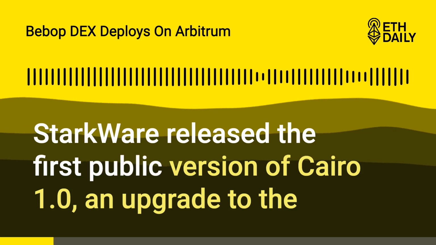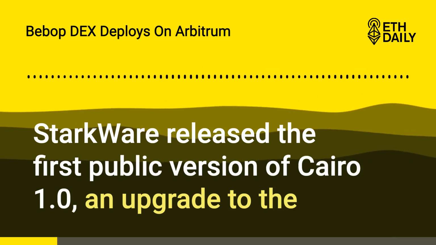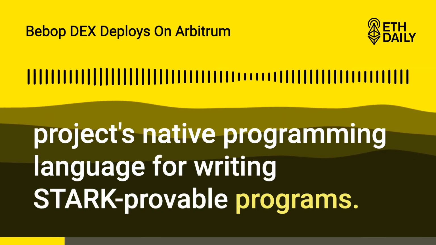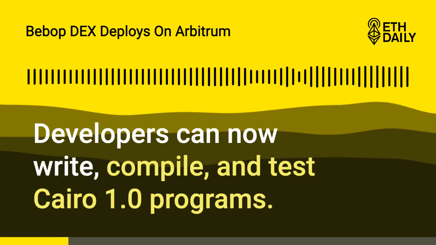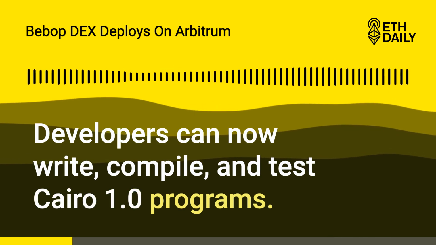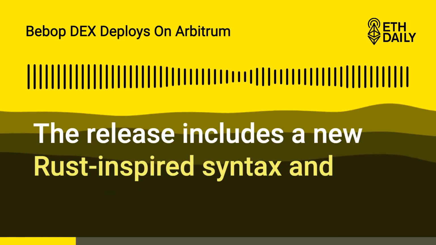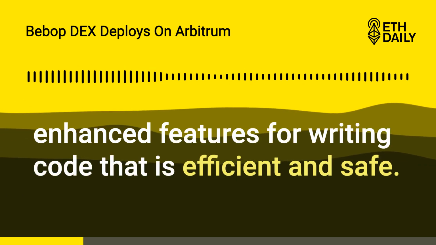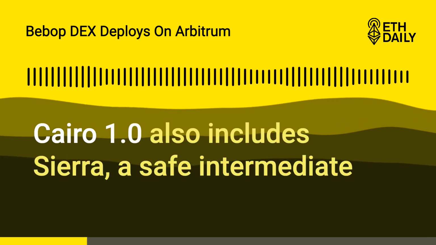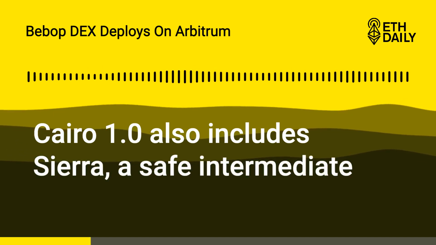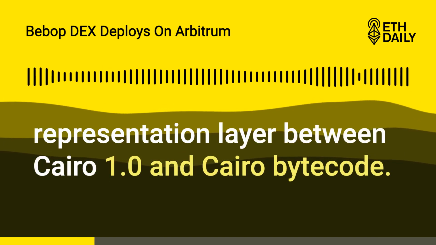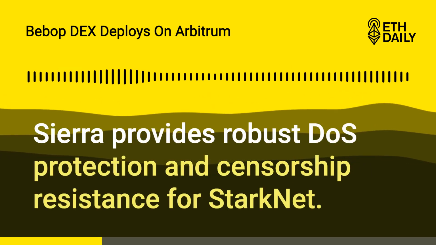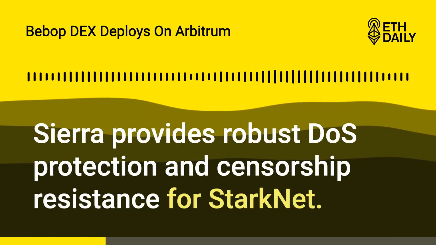StarkWare released the first public version of Cairo 1.0, an upgrade to the project's native programming language for writing Stark provable programs. Developers can now write, compile, and test Cairo 1.0 programs. The release includes a new Rust-inspired syntax and enhanced features for writing code that is efficient and safe. Cairo 1.0 also includes Sierra, a safe intermediate representation layer between Cairo 1.0 and Cairo bytecode. Sierra provides robust denial-of-service protection and censorship resistance for StarkNet.